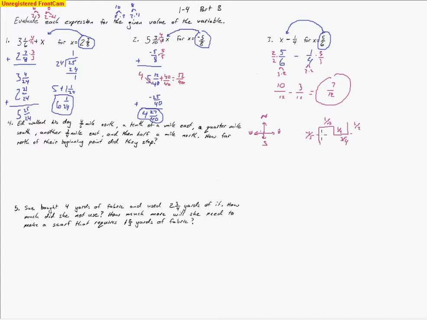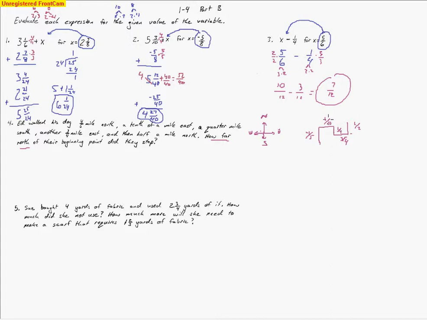So all we're concerned with is the north, because it says how far north of their beginning point did he stop. Since we're going east, we're not going up any. Since we went south, we went down. Since we went east, we just went to the left. So all we have to do is figure out the amounts that he went just up. But we have to take into account that he did also go down some as well.